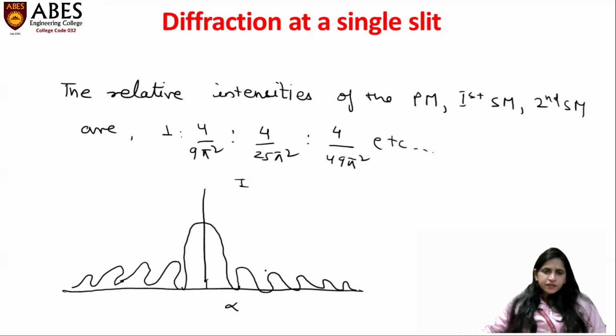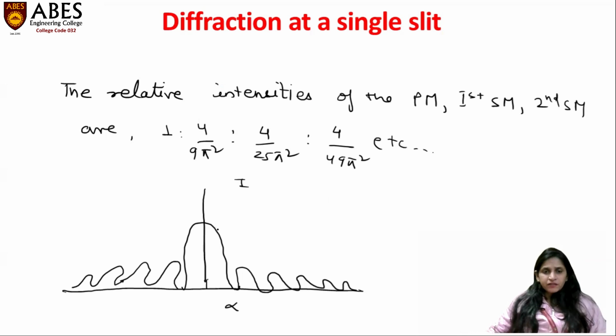Now you might be thinking why am I tilting the graph? Because in secondary maxima, we knew that the exact intersection points were something else, and we wrote the nearby values like 3 pi by 2, 5 pi by 2, and 7 pi by 2. Therefore, the graph is tilted for the single slit. So this is the final intensity graph of the single slit.